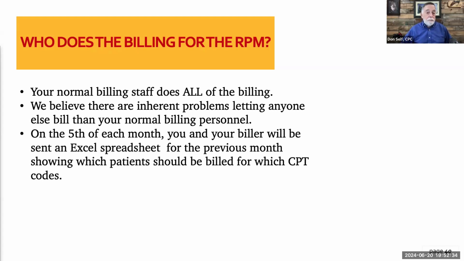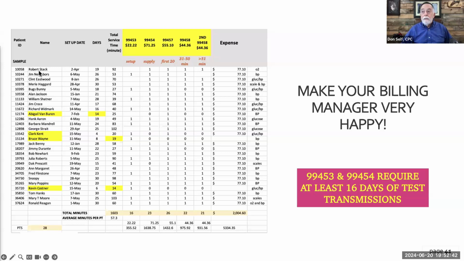About the 5th of each month, we're going to send you and your biller a report. And it's going to show you from the previous month which patient should be billed and whether or not the patient had at least 16 days. Like, for instance, notice right here, Clark Kent only had 4 days of testing, but did have 20 minutes. So in that case right here, we went ahead and billed, because we got at least 20 minutes.